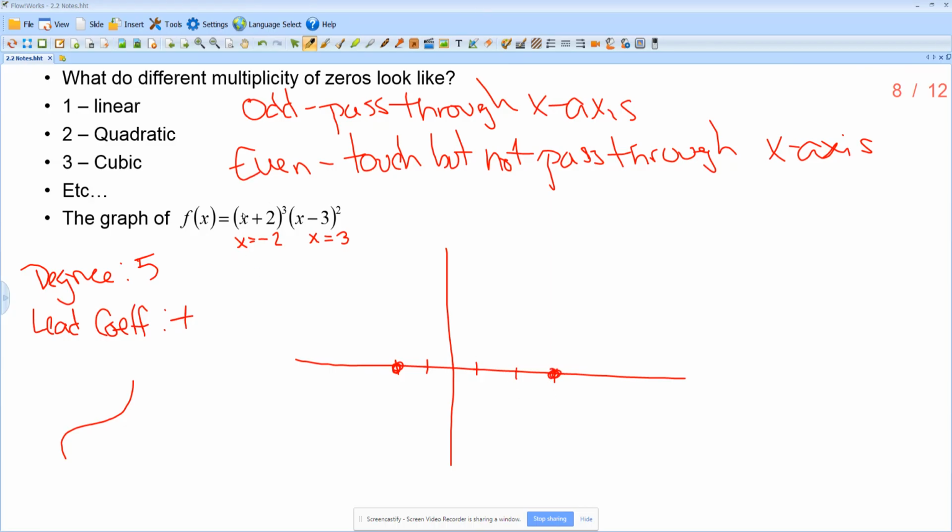So at -2, we have something that's starting down here. And then because this is a triple zero, odd multiplicities pass through the x-axis. So this is going to go through the x-axis. And then, I don't know, something up here happens. We don't know that. But then we look at this multiplicity. This is an even multiplicity, which means when we come back down to this point, we are not going to go through the x-axis. We are simply going to touch the x-axis, touch that little point right there, and then come back up.